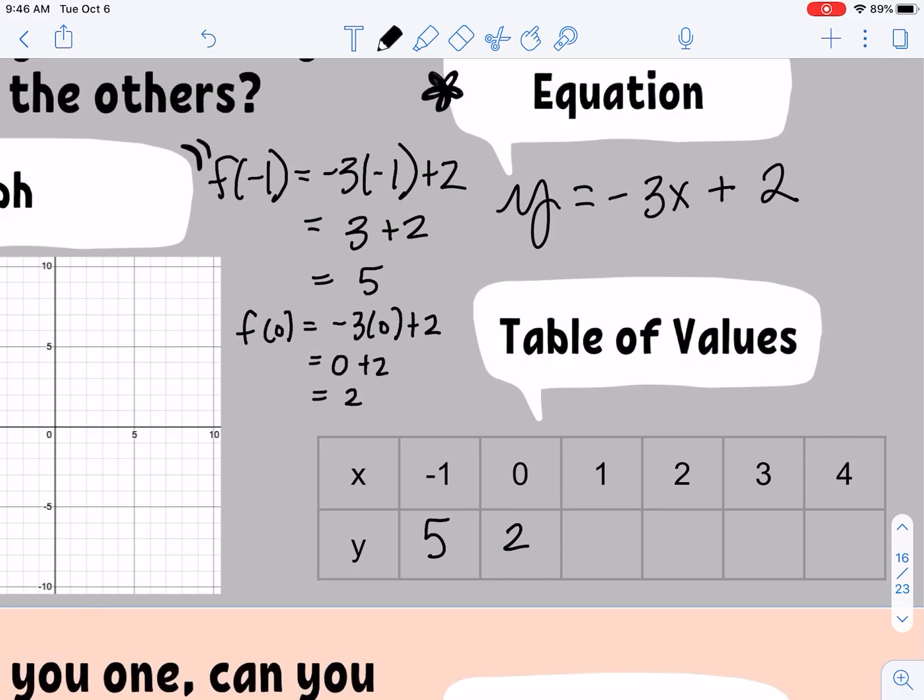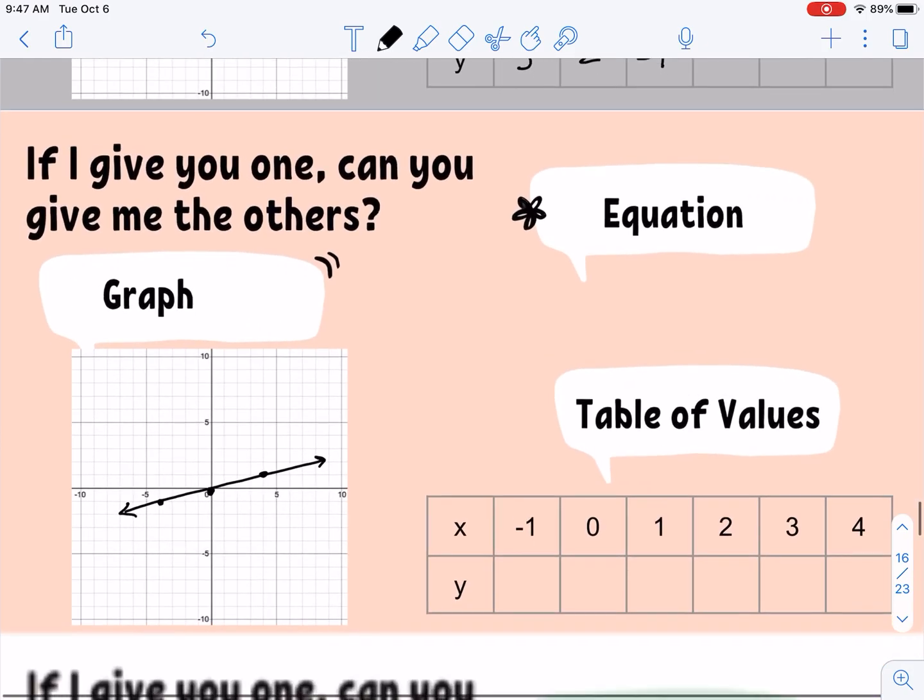If I were to plug in 1, f of 1 equals negative 3 times 1 plus 2. I get negative 3 plus 2. I get negative 1. And you'll recognize, oh, whoa, those are all the same numbers that I got when I did it the other way. Yes, absolutely. So there's more than one way to do these problems. And I've run out of room, so I'm not going to continue to do the rest, but you can if you'd like. Let's move on to another problem.